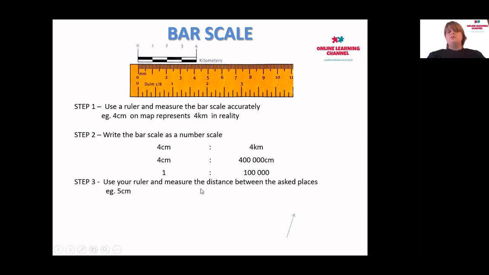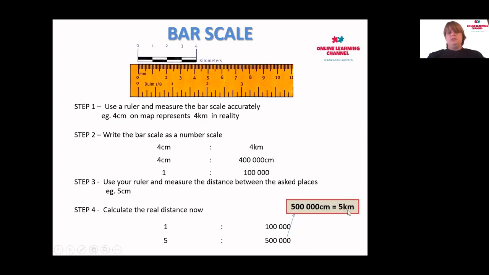Use your ruler to measure the distance between the asked places. For example, they said 5 centimeters. Calculate the real distance now. You're going to say 1 to 100,000 and 5 to 500,000. 500,000 centimeters equals 5 kilometers.